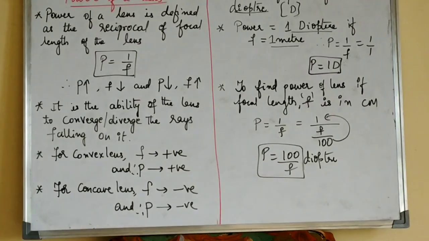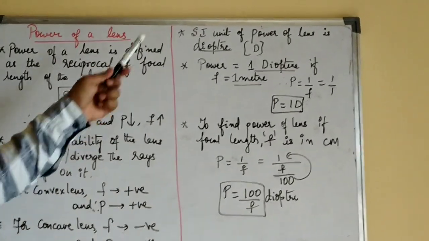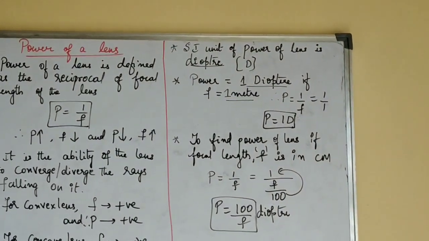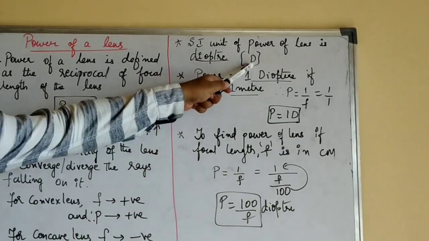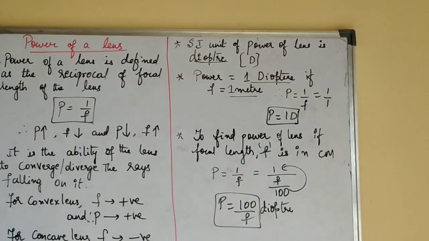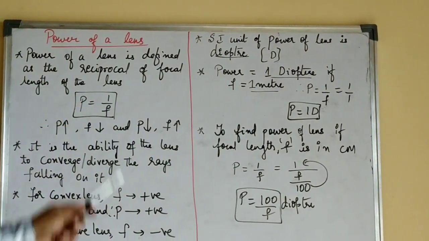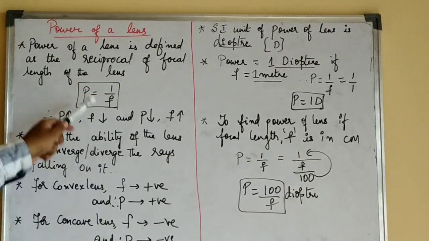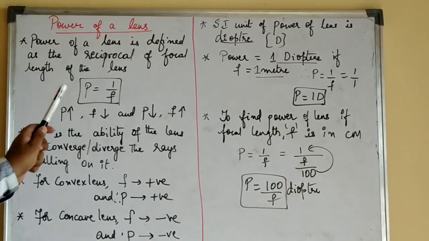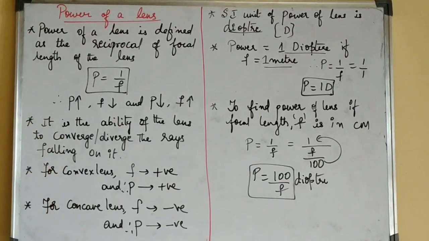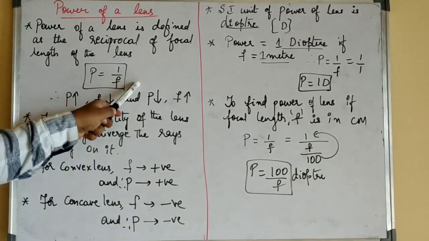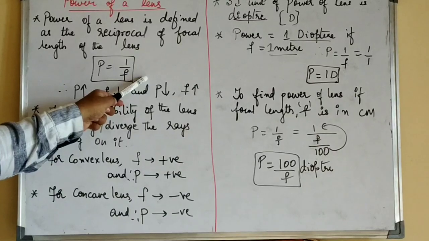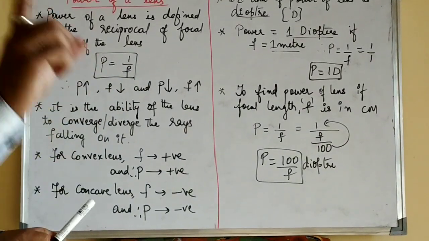Now, what is the SI unit of power? The SI unit of power of the lens is the diopter, D-I-O-P-T-R-E. It is measured in diopters, and the diopter is represented by capital D. When the power is equal to 1 diopter, the LHS becomes 1 when the RHS is also 1, which means if the focal length is 1 meter, the standard unit, then the power of the lens will be 1 diopter.